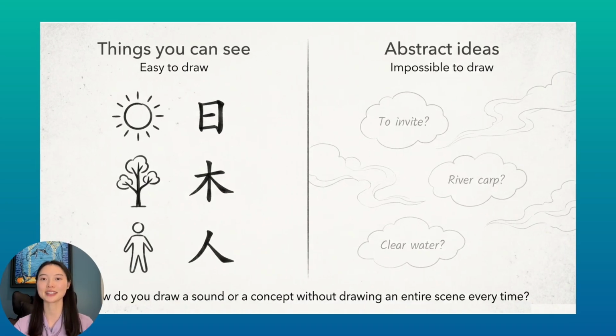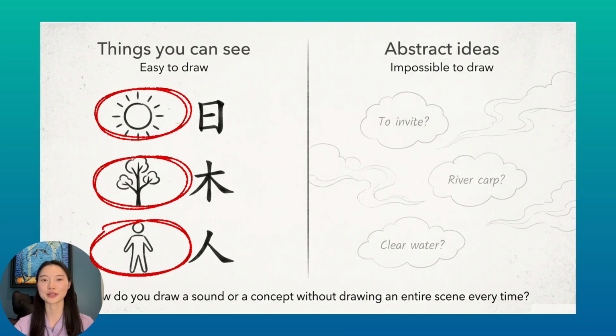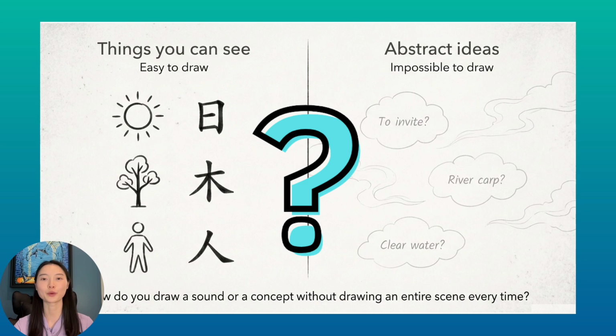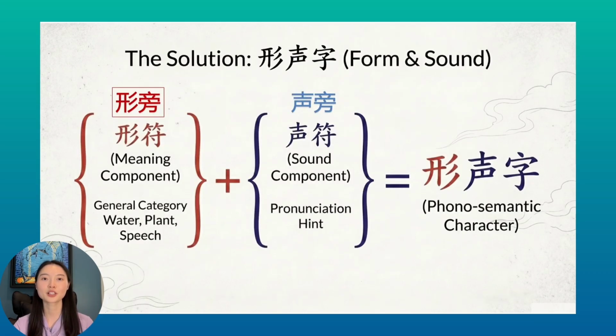Things you can see, a sun, a tree, a person, are easy to draw, but the language needs so much more. Abstract ideas, actions, feelings, and the names of animals and materials. How do you write a character for to invite, for clear water? You can't draw an entire scene every single time. The answer is one of the smartest inventions in writing history. The solution: 形声字, form and sound.